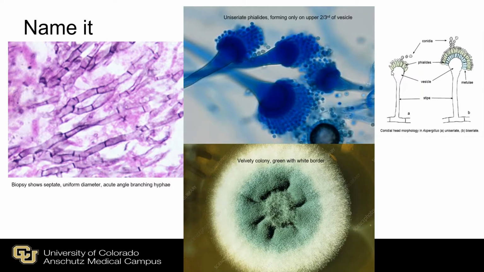So this is a vesicle, as you can see here. And these bowling pin-like structures are phialides. And on top of that are the spores or the conidia. And so this is Aspergillus fumigatus. This is one of the most common mold infections that occur in transplant patients.